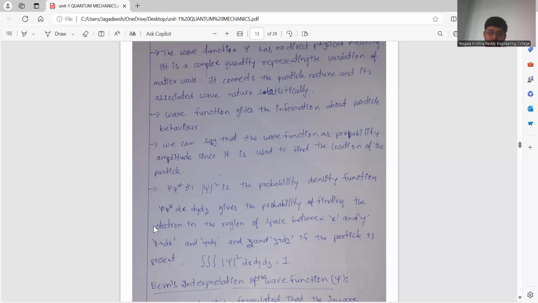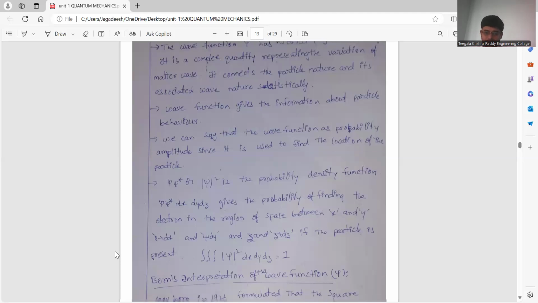The probability density function, psi star psi or mod psi square, is called the probability density. In the coordinates x, y, z, you write the equation: triple integral of mod psi square dx dy dz equals 1. That is called the normalization equation. That is normalization. The normalization equation is the triple integral of mod psi square dx dy dz equal to 1.